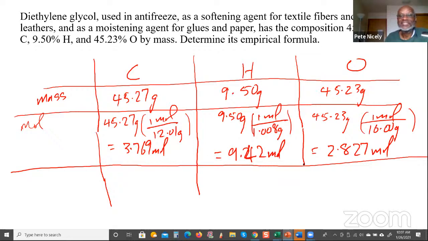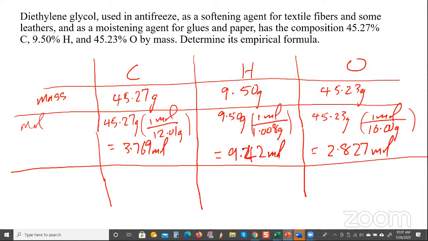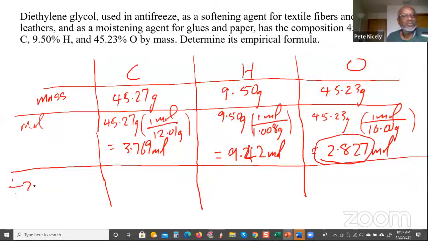So the next step is what? What's the next step? Divide by the lowest number, which is 2.827, right? Yes. So we're going to divide by 2.827 moles. In the case of carbon, that would be 3.769 divided by 2.827. The answer I got here, to 4 sig figs, is 1.333.